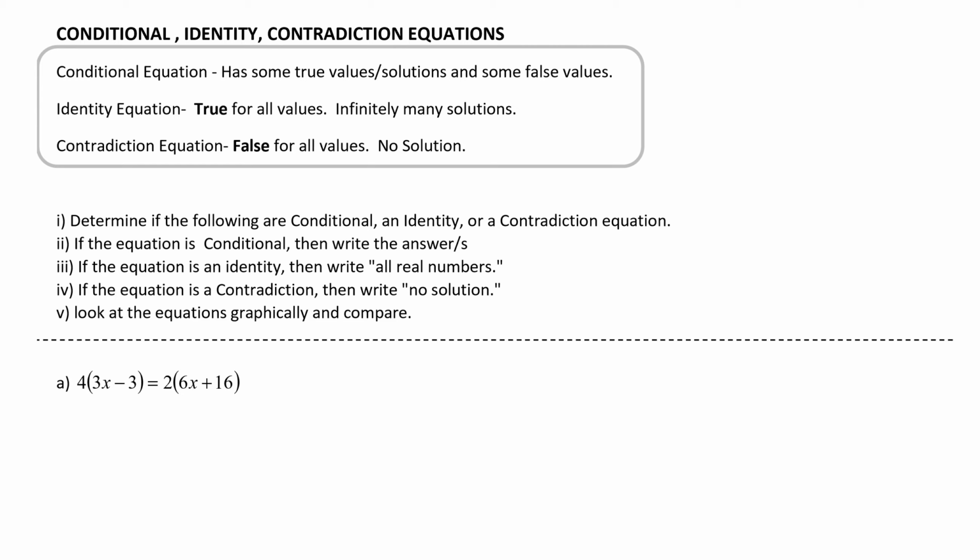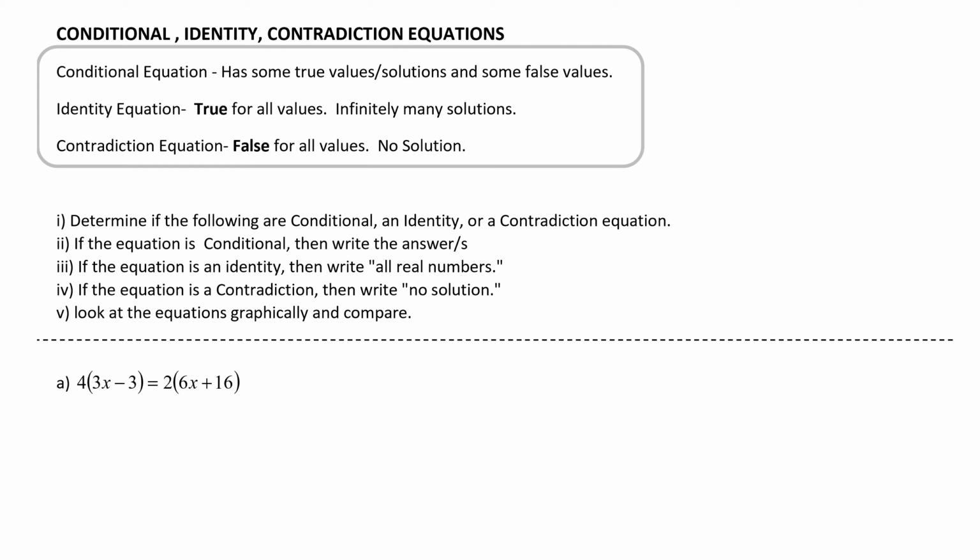You have identity equations. This means it's true for all values. There's infinitely many solutions. This means that no matter what you plug into that equation, it's going to come out true. A contradiction equation is the opposite. That means it's false for all values. That means there's no solution. So no matter what you plug in as that x value, it won't work.